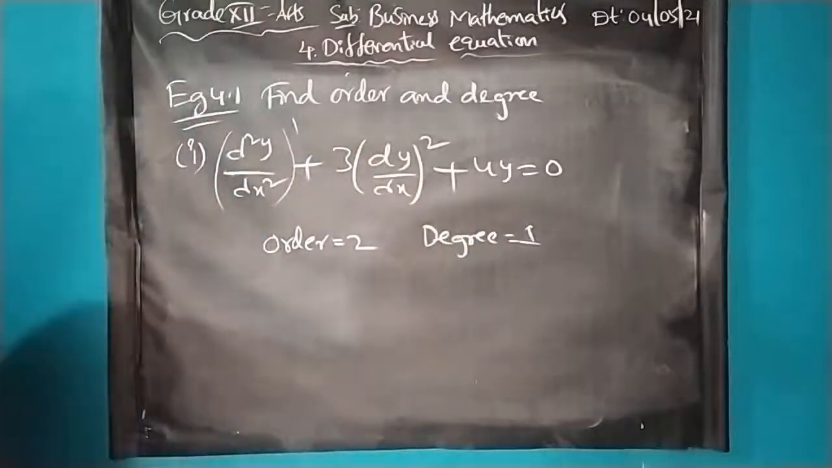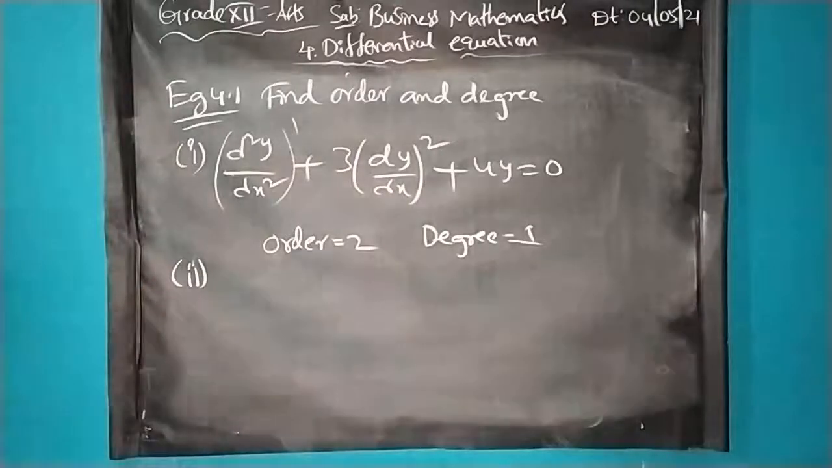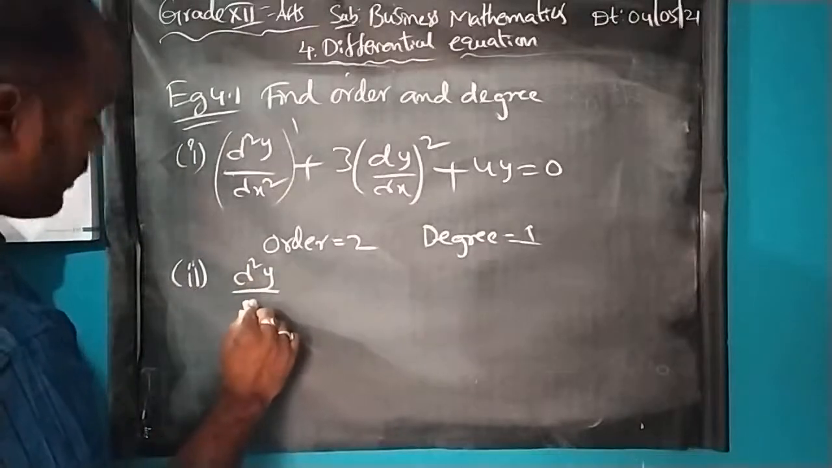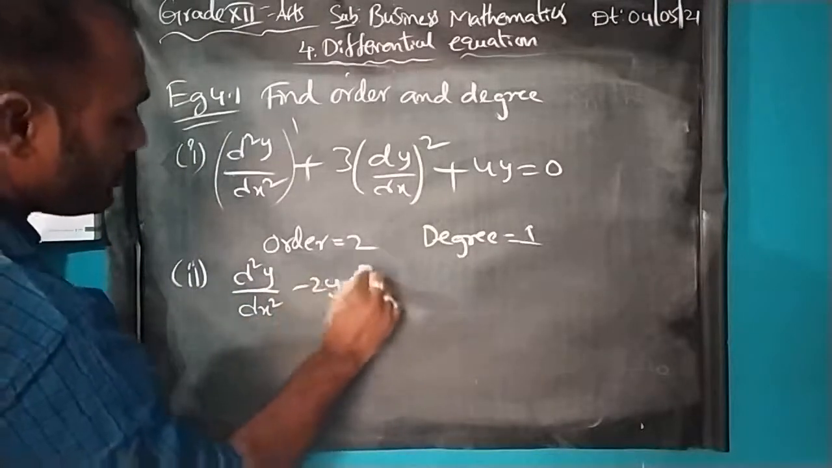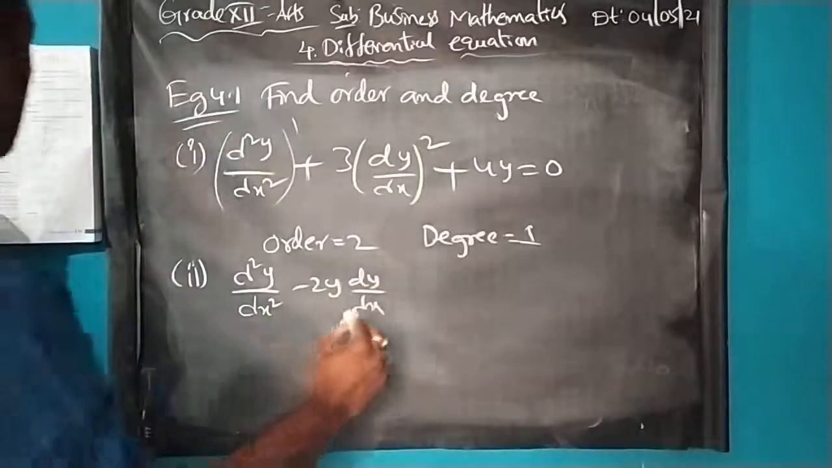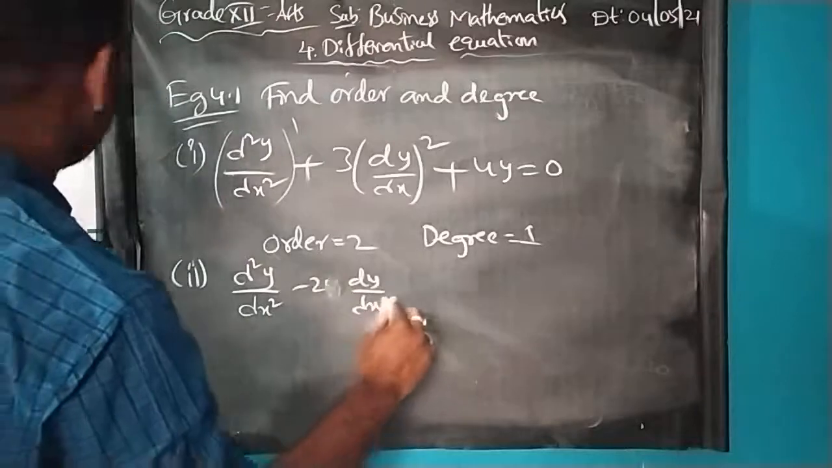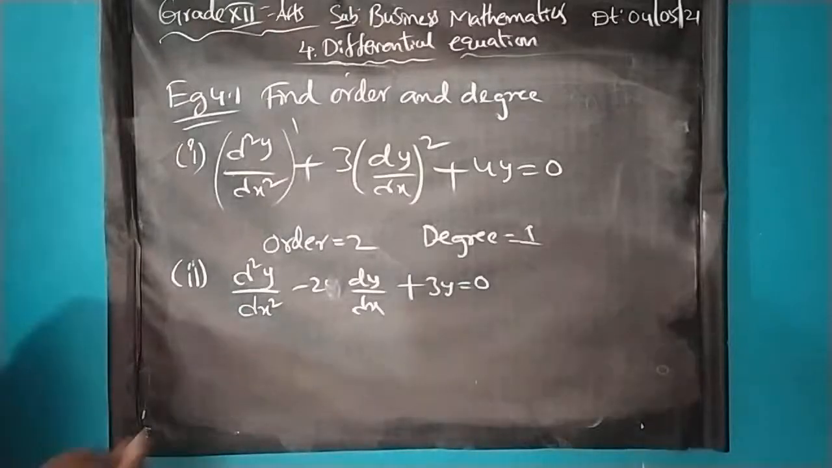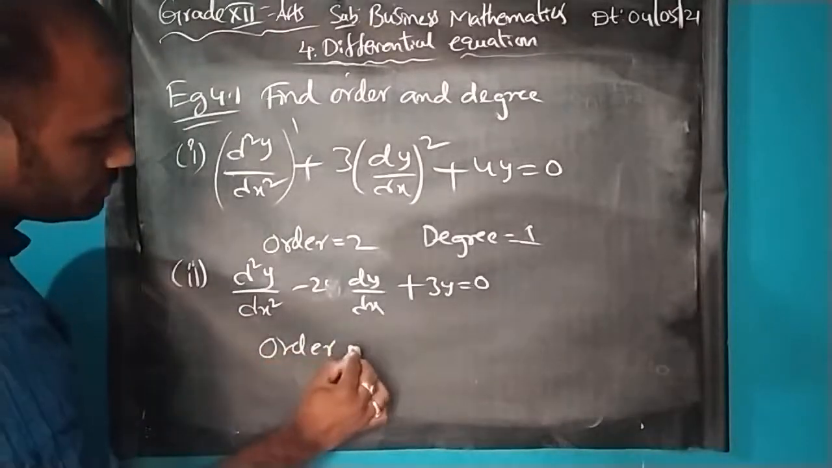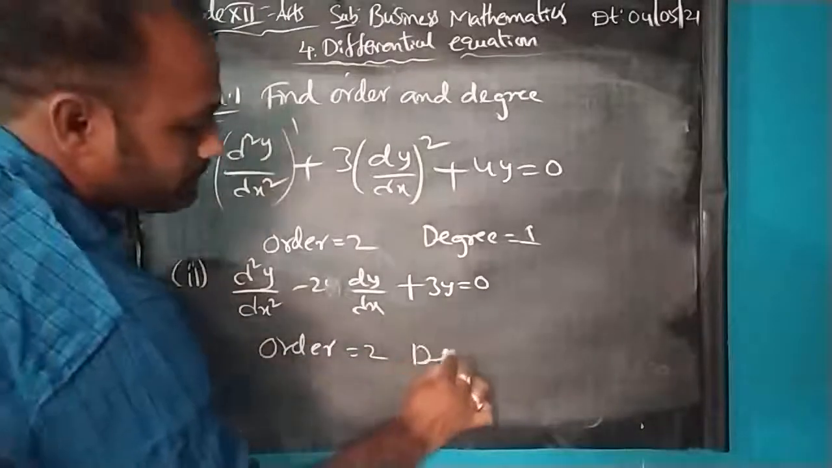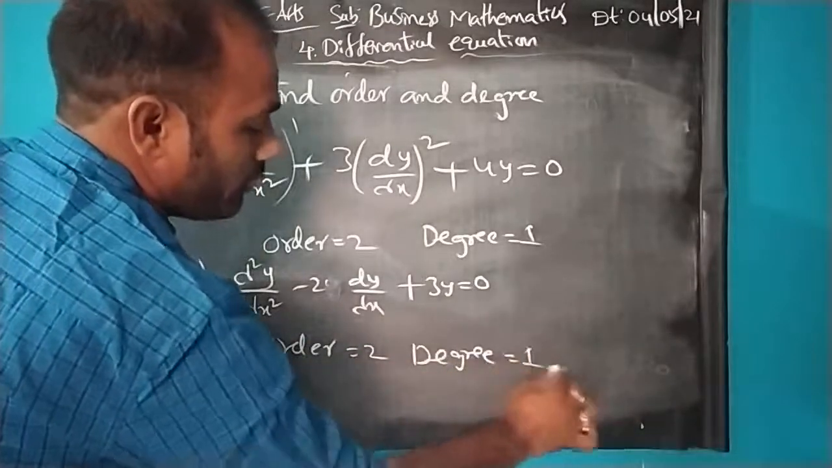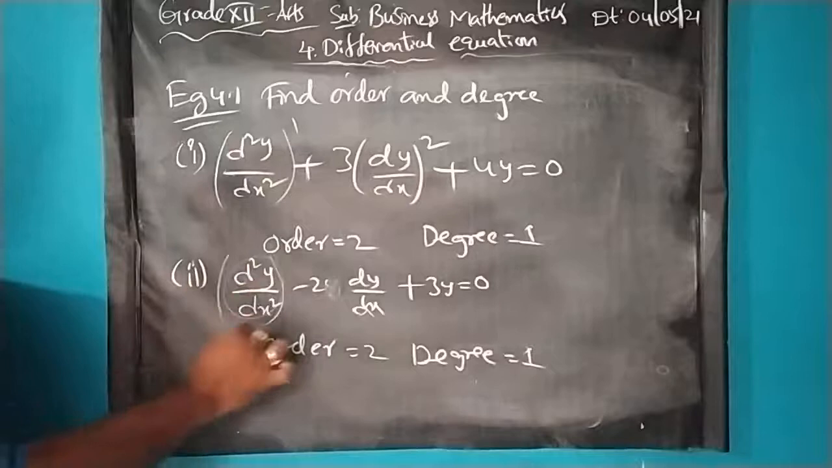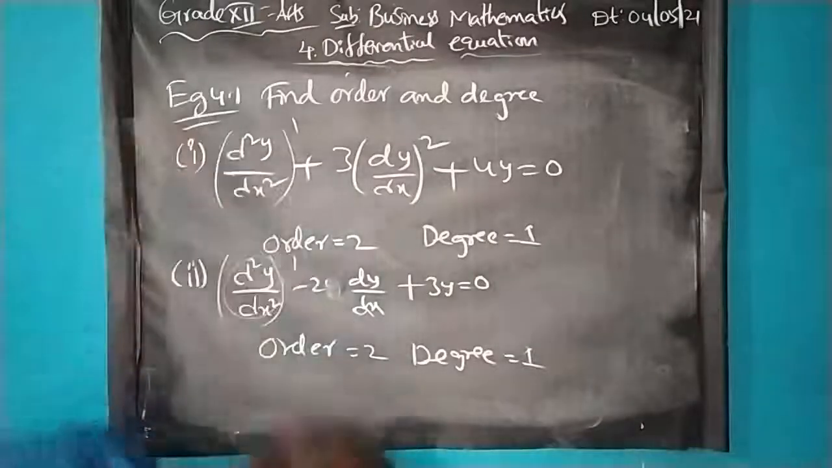Next, let us see the second question. d square y by dx square minus 2y dy by dx plus 3y equals 0. If you see here also, order is 2 and degree is 1. Why are we saying order is 2? Because differentiation is done twice, and for this there is no power, we can put the power as 1.